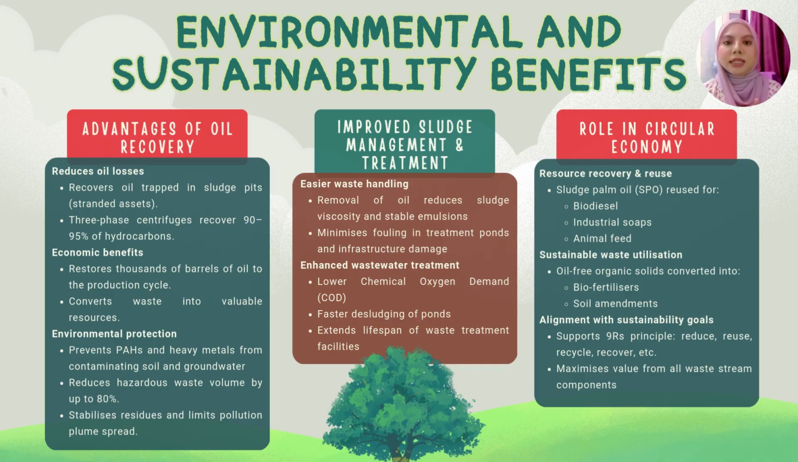Raw oily sludge, especially palm oil mill effluent, is thick and difficult to treat. It can cause blockage, damage equipment, and reduce the efficiency of treatment ponds. When oil is removed early using cyclones or high-speed separators, the remaining waste becomes easier to handle. This lowers the chemical oxygen demand (COD) of the wastewater, improves treatment efficiency, speeds up pond cleaning, and also extends the life of treatment facilities.